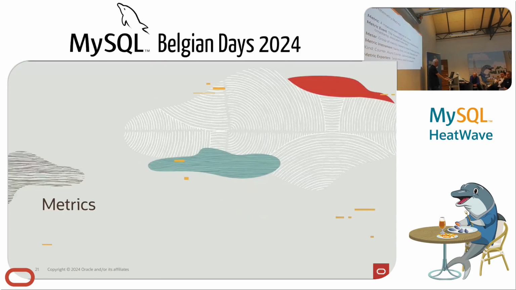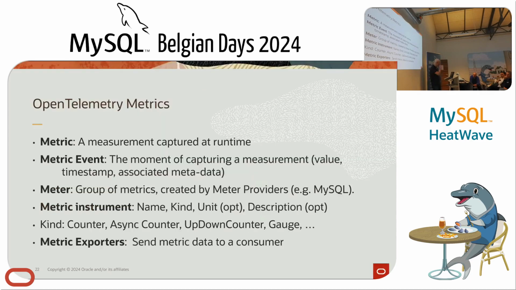Yeah, metrics. Metrics has its own terminology in OpenTelemetry, and I've got some terms here. There are many terms. A measurement is captured at runtime. A metric event is the moment of capturing a measurement: a value, a timestamp, and associated metadata. A meter is a group of metrics created by the meter provider. In our case, we are a meter provider, so we will have defined meters in this model.